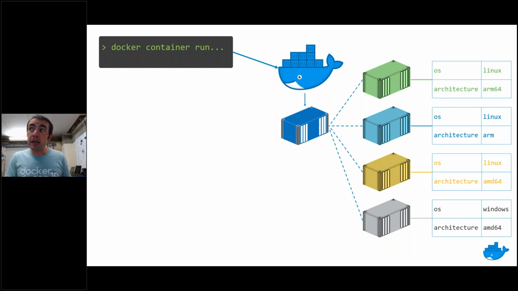I can package up the same application to run on Linux on ARM, which would be 32-bit ARM, which is Raspberry Pis, or Linux on AMD 64, or ARM 64, or Windows AMD 64. So those are the kind of codes that we're dealing with.